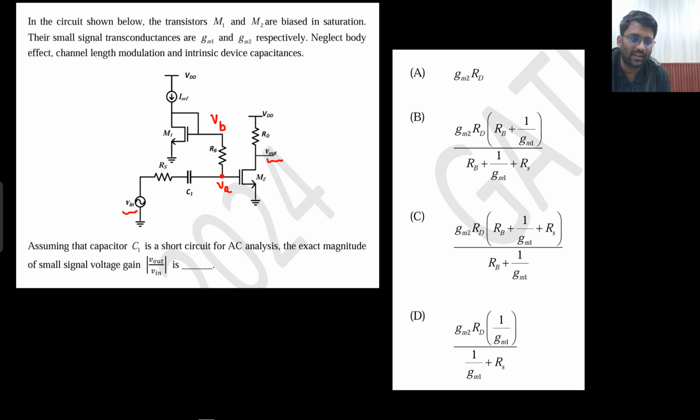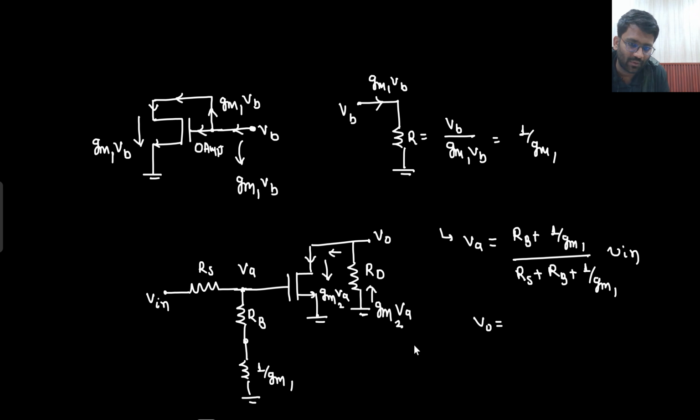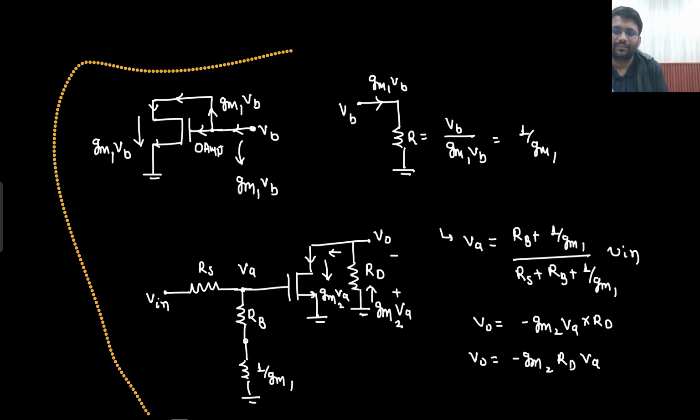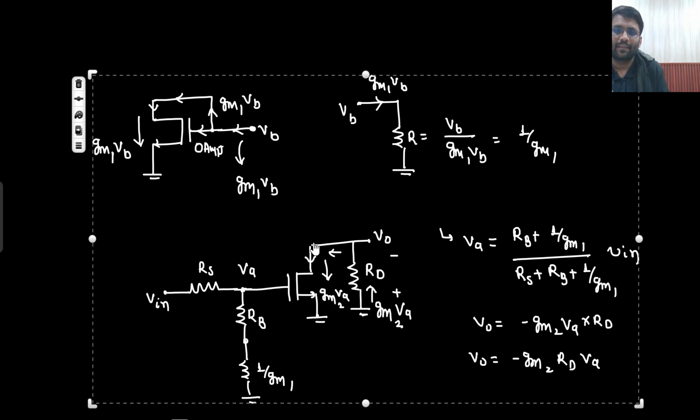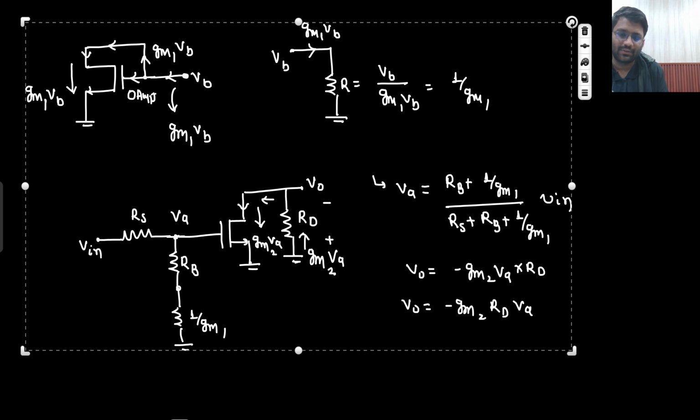What kind of MOS is it? It is M2, so it would be GM2VA. So what will be the value of V naught? The current is flowing downward to upward, so the drop would be negative. The voltage would be minus GM2VA, the current, multiplied by the resistance RD. So V naught is minus GM2RD into VA.